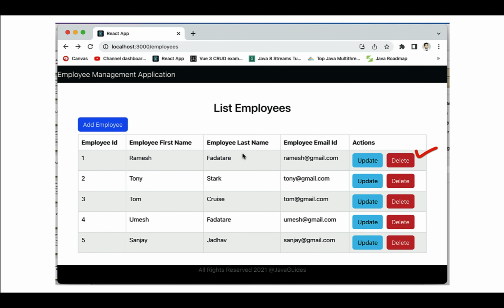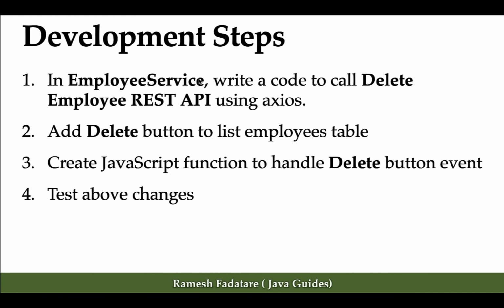All right, great. So here let us take a look at the development steps. In the employee service, we will add the REST client code to call the delete employee REST API using ReactJS. Next, we will add a delete button to the list employees table. Next, we will create a JavaScript function to handle the delete button event. And finally, we are going to test all these changes. Okay, so let us go to the employee service and write the REST client code to call the delete employee REST API using ReactJS.